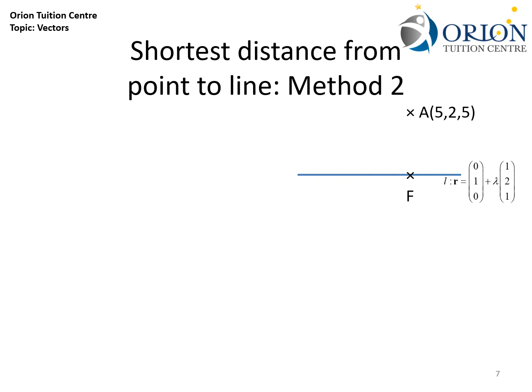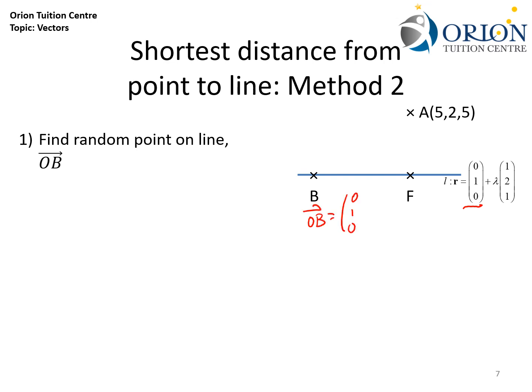First, we will find a random point on the line L. For convenience, I will usually choose the fixed point given in the equation of the line, which is (0, 1, 0). So I can say that OB has position vector (0, 1, 0). Next, I will form the vector AB or vector BA depending on your preference. In this case, I would like to form vector BA, which is equal to (5, 1, 5).